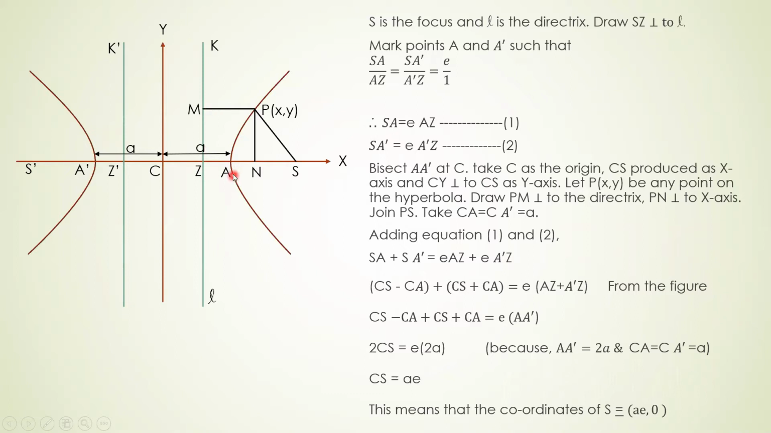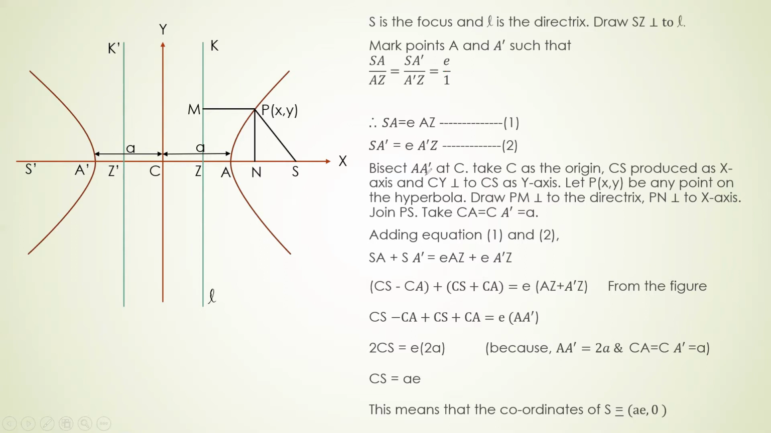Now mark the points A and A dash on this hyperbola, such that SA divided by AZ is equal to SA dash divided by A dash Z is equal to E by 1. Already we have seen this ratio earlier. Taking the first, SA divided by AZ is equal to E by 1, so we get SA is equal to E into AZ. Let us call this equation number 1. Similarly, for the second, SA dash is equal to E into A dash Z. Let us call this equation number 2.